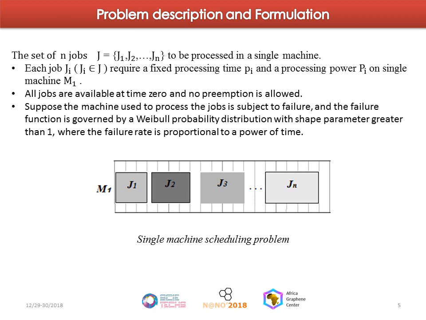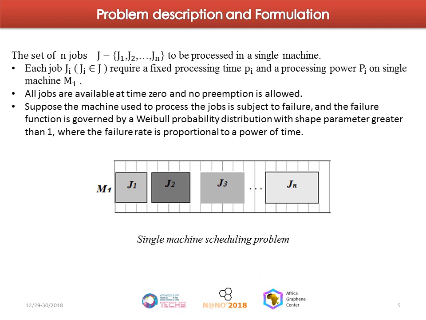Suppose the machine used to process the jobs is subject to failure, and the failure function is governed by a Weibull probability distribution with a shape parameter greater than 1, where the failure rate is proportional to a power of time. Since the distribution was described by this Weibull distribution, it has been widely used in reliability analysis, hazard analysis, failure mode, and effect analysis.